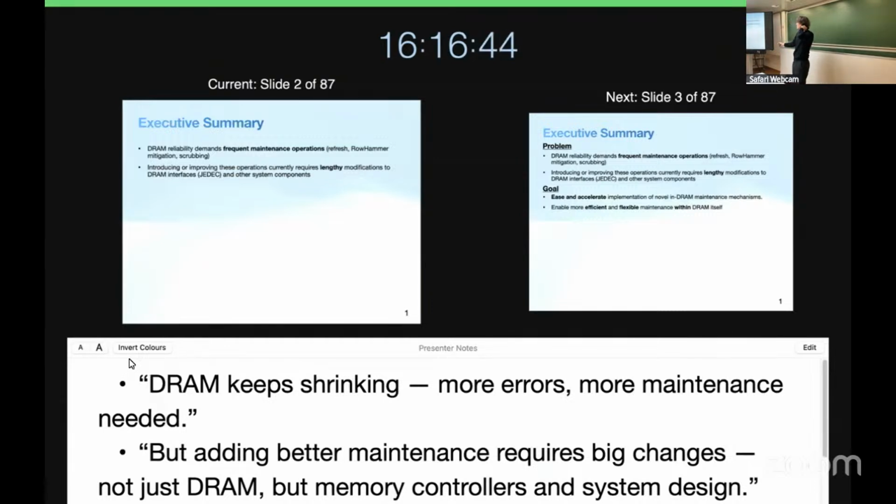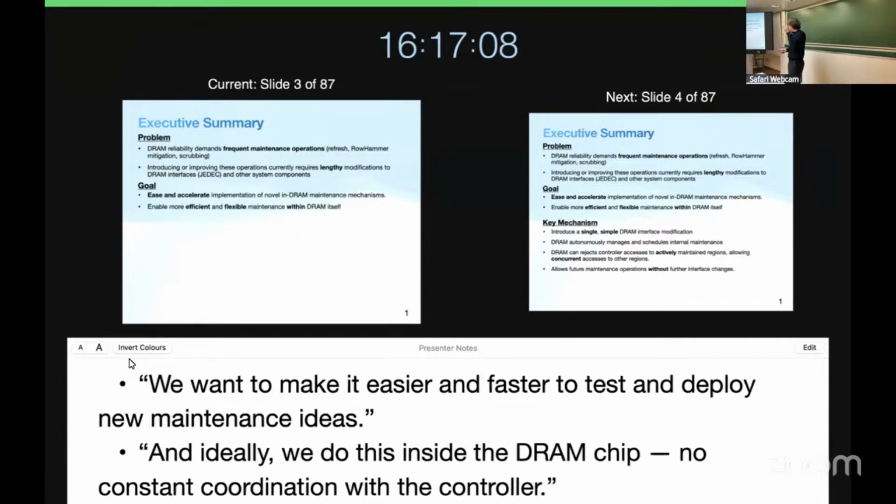DRAM reliability demands frequent maintenance operations, such as row refresh, RowHammer protection, and memory scrubbing. However, introducing and improving these operations currently is a very lengthy process, as it requires changes to the DRAM interface, which takes a whole process with JEDEC. The goal of the paper is to ease and accelerate implementation of new in-DRAM maintenance mechanisms and to enable more efficient and flexible in-DRAM maintenance operations.